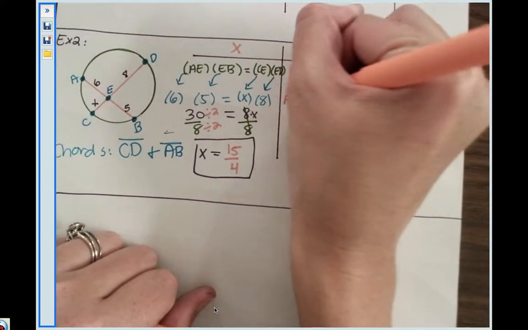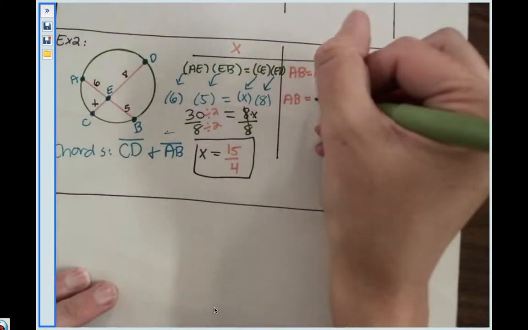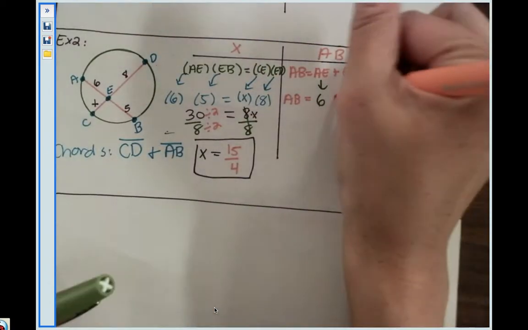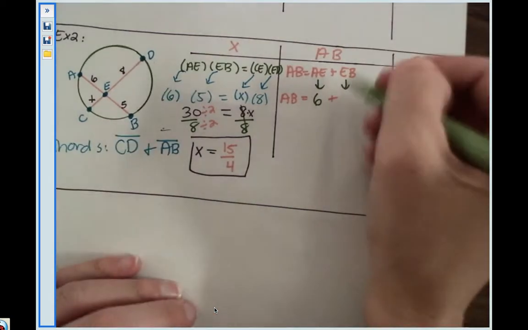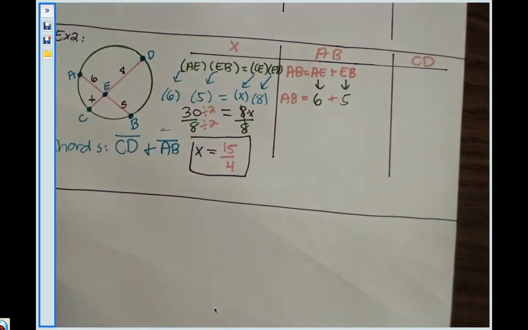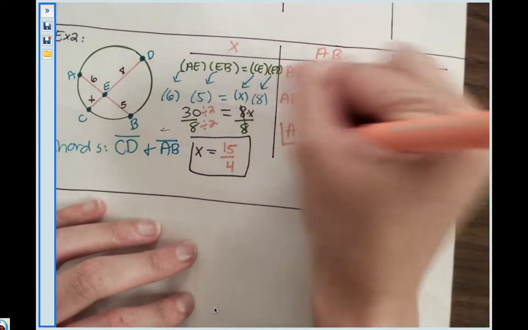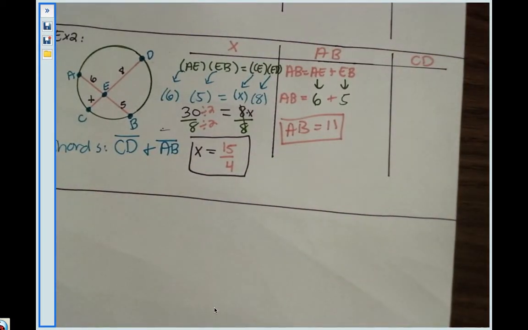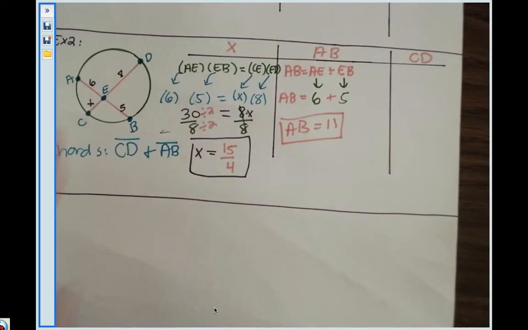All right, so AB equals AE, which is 6, plus EB, which is 5. 6 plus 5 is 11. Guess what? AB is donezo. Bam. Almost there. All right, and now we need to break down CD into its two parts.